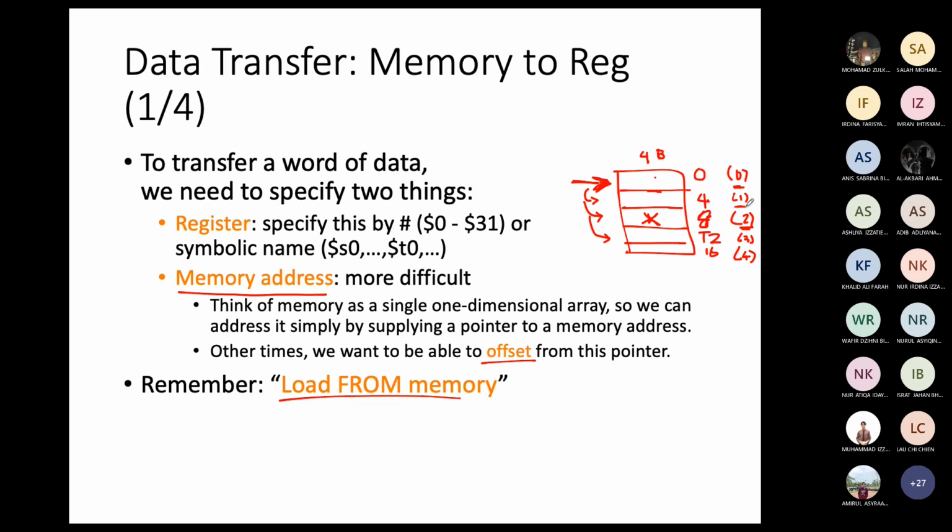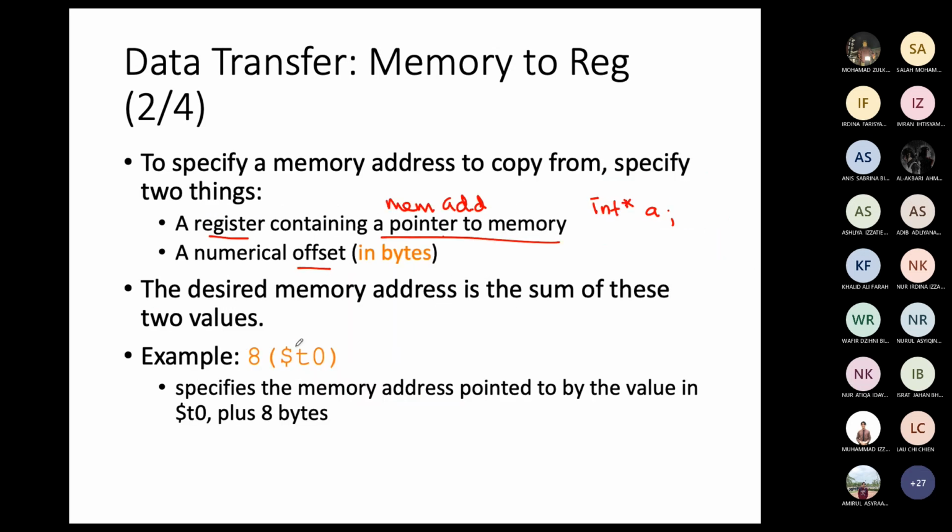The second array contains 32 bits. The third array, or the third index, contains 32 bits. So that's why we start at 0, 4, and then 8. So when you try to add, let's say T0 contains 0, so 0 plus 8, and then you will get the specific address that is pointed. That is desired in the coding.